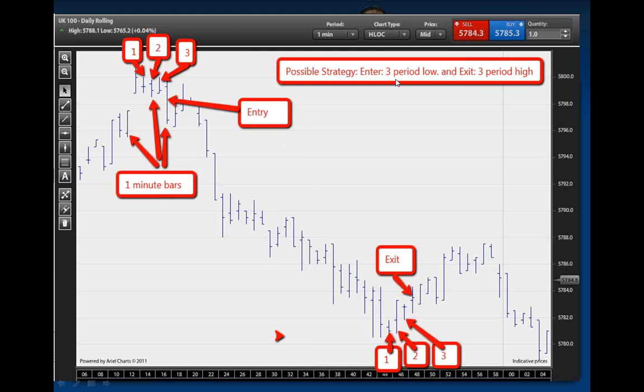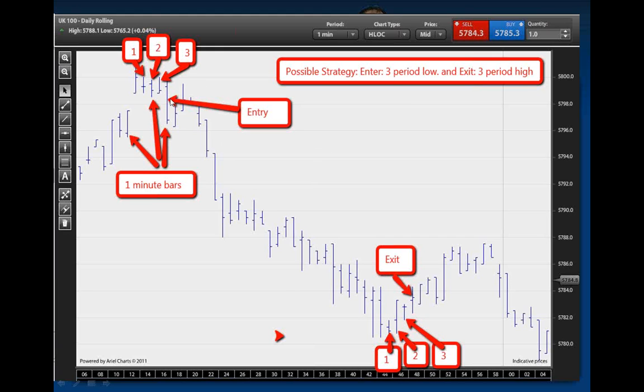Well, I put a simple rule in here. I'll exit at a 3-period high. So this keeps falling. The first 3-period high, the highest the price is for the past 3 periods, is here. Because if you look at it, the price at this point, where it says exit, is higher than bar number 3, bar number 2, bar number 1. It's the highest it's been for 3 periods.